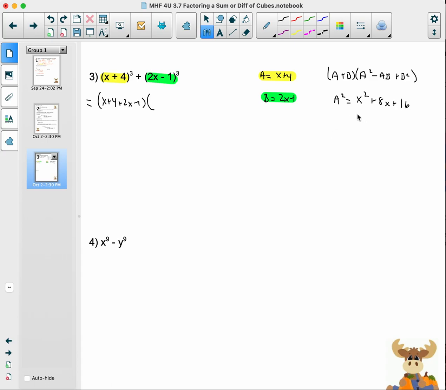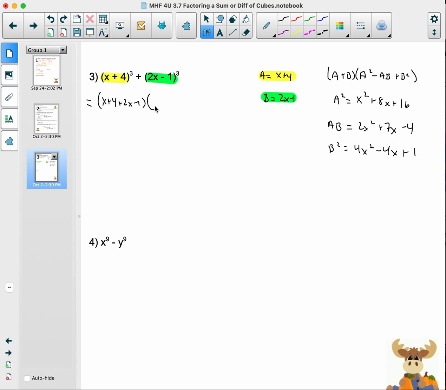Okay, so I'm going to do a bunch of these kind of off to the side just to reduce the amount of clutter on the left. A times B is going to be 2x squared, and then I would have plus 7x and minus 4. Okay, so I got like a negative x there and a positive 8x. So that's where that 7 came from. 4 times negative 1 is negative 4. And then B squared, again, is going to be 4x squared minus 4x plus 1. Okay, so don't lose your middle term.